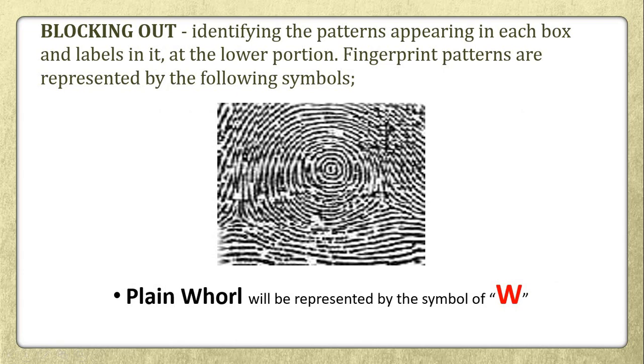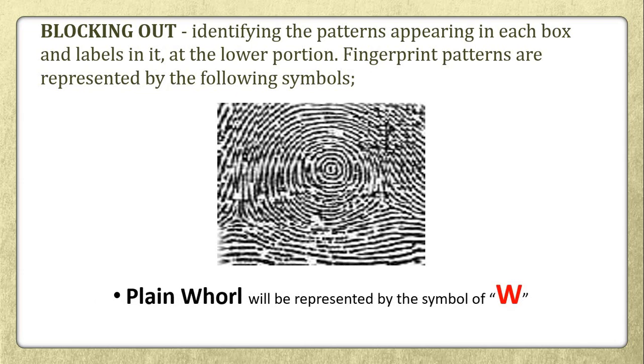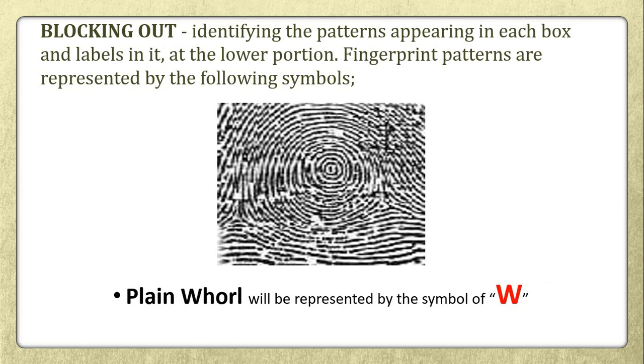So to proceed, plain whirl will be represented by the symbol of capital letter W. And the central pocket loop whirl will be represented by a symbol of C. As with the arc and the loop, you were taught how to distinguish between plain whirl and a central pocket loop whirl. If you try to identify a plain whirl and a central pocket loop whirl, you have first to locate the left and the right delta, and then you have to draw an imaginary line from the left up to the right delta.